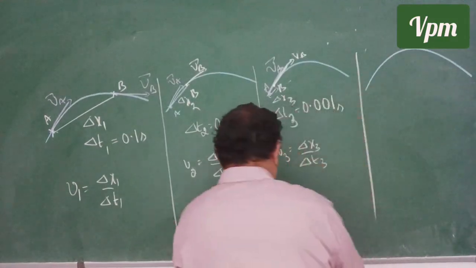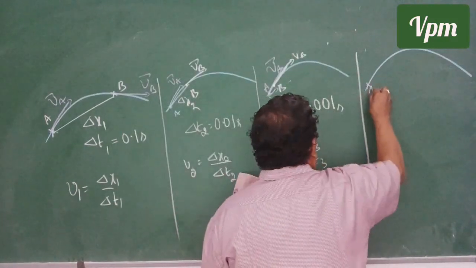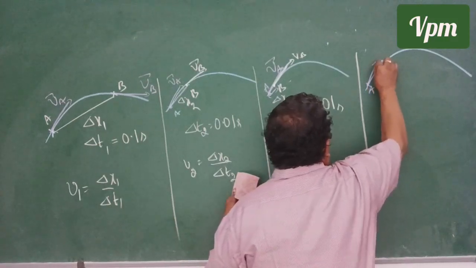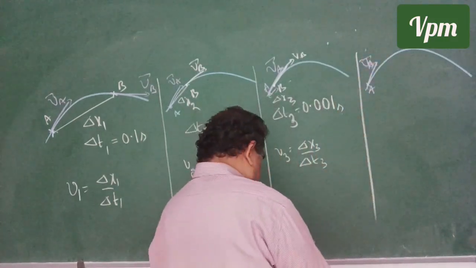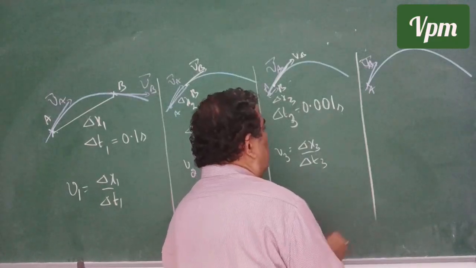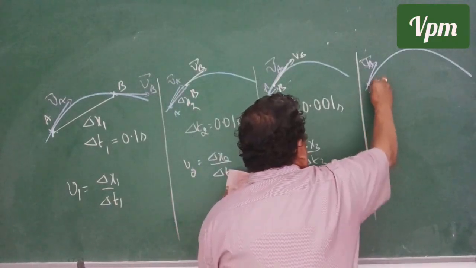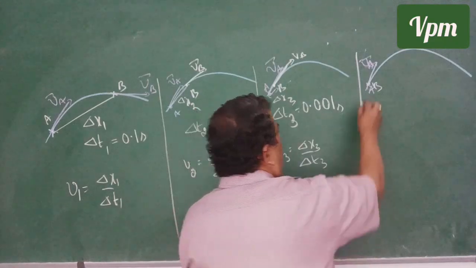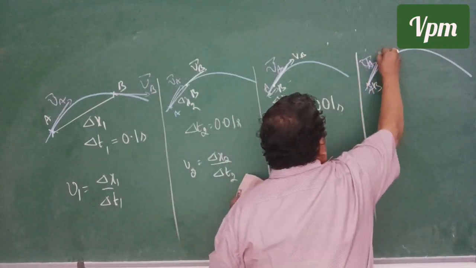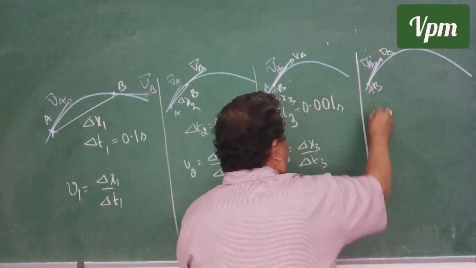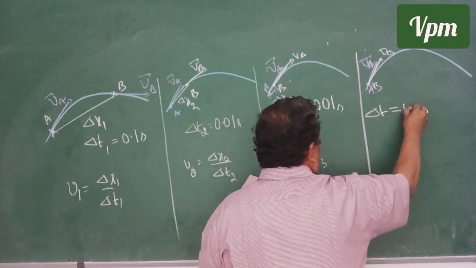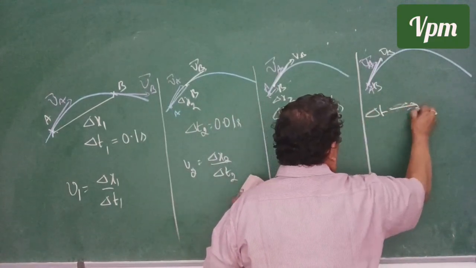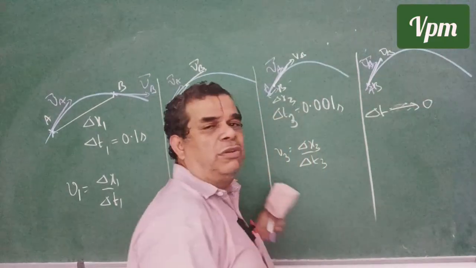This is our A and VA, and I cannot write delta T is almost small. Say at B, almost there, VB. Now the delta T, I write only simply delta T is almost zero, but not zero.